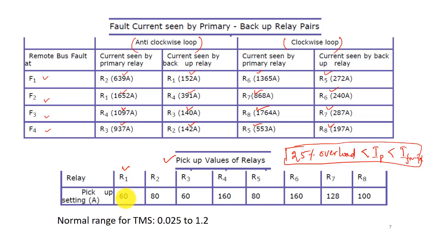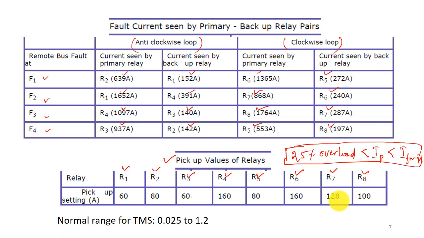For R1 the pickup current is 60 ampere, for R2 it is 80 ampere, for R3 it is 60 ampere. So it is based on the loading and the minimum fault current. For R4 it is 160 ampere, for R5 it is 80 ampere, for R6 it is 160 ampere, for R7 it is 128 ampere, for R8 it is 100 ampere. Now we have already decided the pickup values.